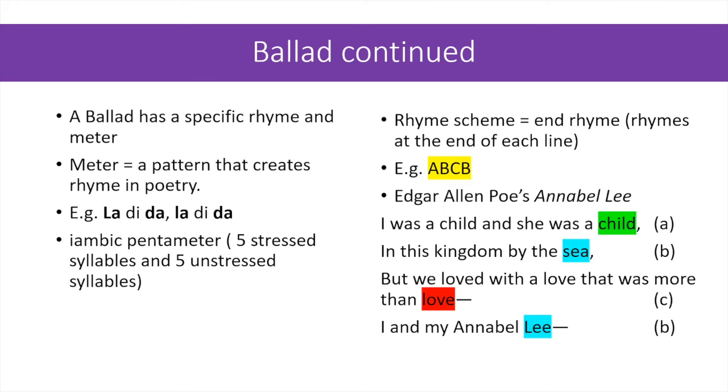The rhyme scheme of a ballad is also unique. As I said in the previous slide, it is A, B, C, B. Let's actually look at an example from Edgar Allan Poe's poem, Annabel Lee. "I was a child and she was a child, in this kingdom by the sea. But we loved with a love that was more than love, I and my Annabel Lee." Can you see how sea and Lee rhyme? Let's have a look at more examples on the next slide.